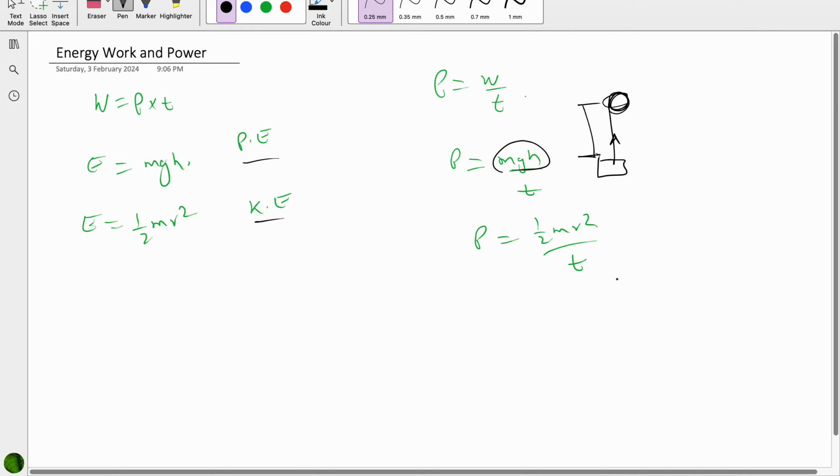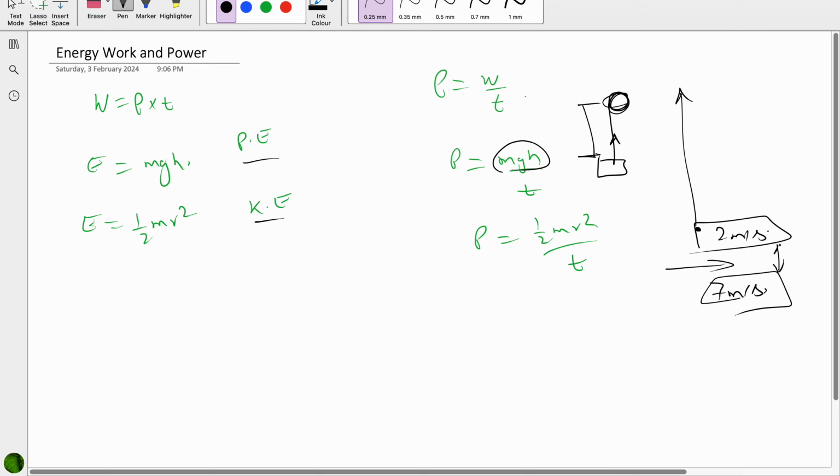Kinetic energy, again, if there is a change in speed, if the object was, suppose, moving at 2 meters per second, so you apply half mv square, and then the object gained a speed of, let's consider it horizontal, 7 meters per second. So again half mv square, and the change in kinetic energy is due to some force applied to it or the engine. So change in kinetic energy divided by time again gives you the power.